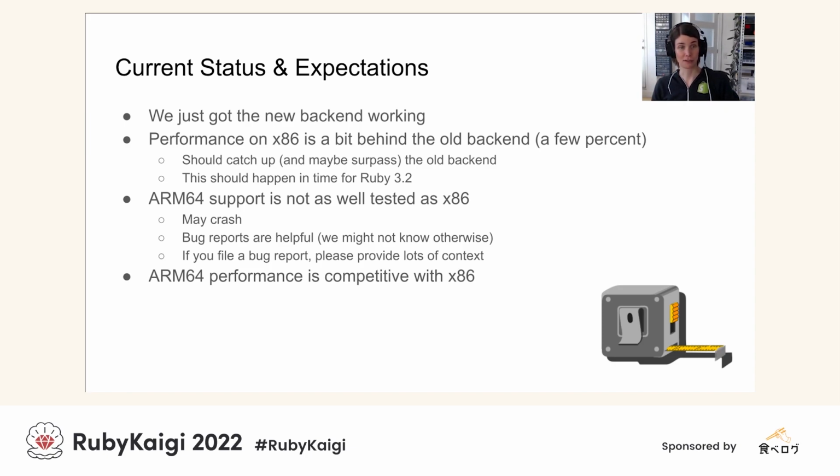If you encounter crashes and segmentation faults, bug reports are very helpful to us because we might not actually know that the backend is crashing on your workload. But if you file a bug report, please provide us with as much context as possible. For example, which operating system you're running, which CPU you're running, which command you use to start YJIT, and more about the specifics of your workload as well. We might also appreciate your help in debugging your particular circumstance. I would also say that at this point, ARM64 performance is competitive with x86 in terms of the speedups we're getting, which is very encouraging.